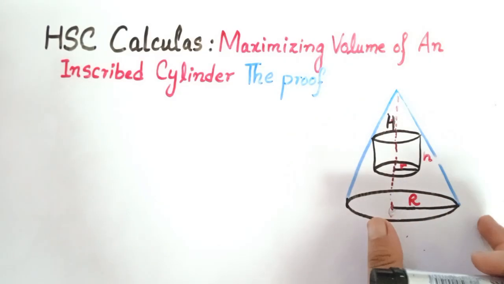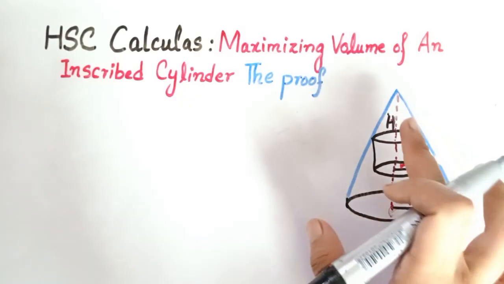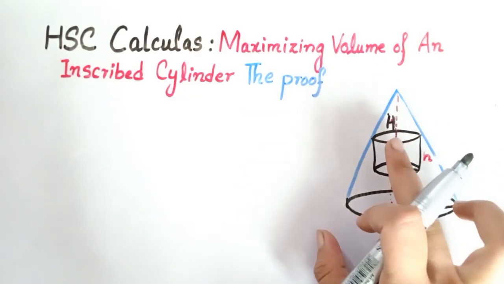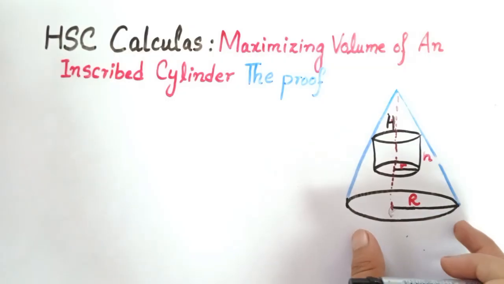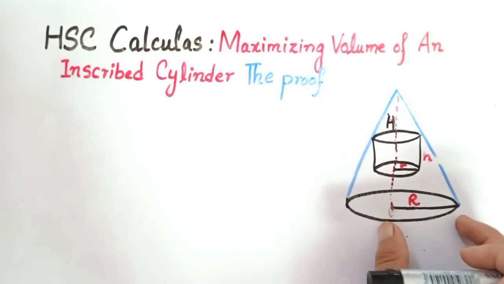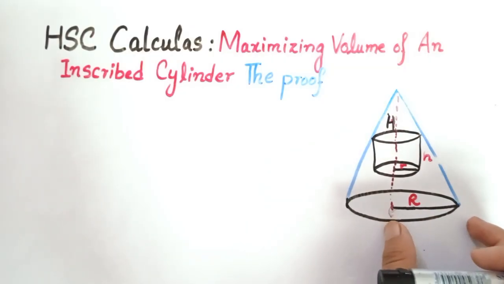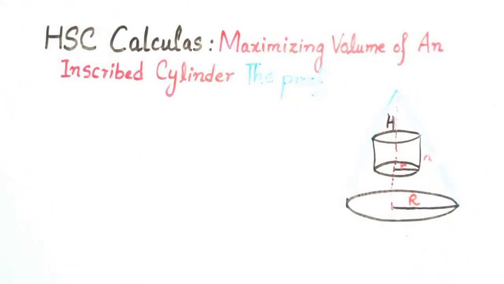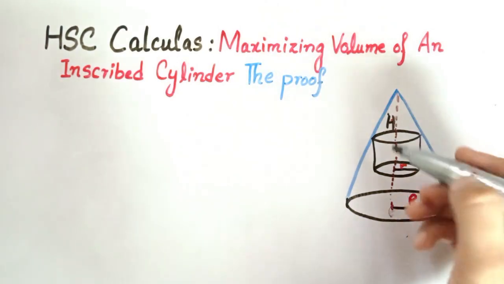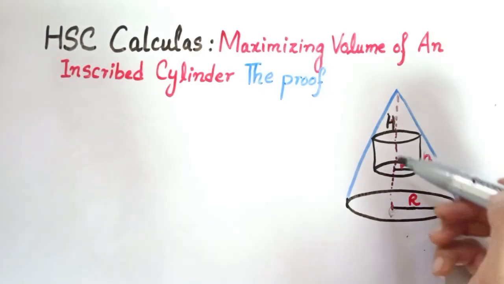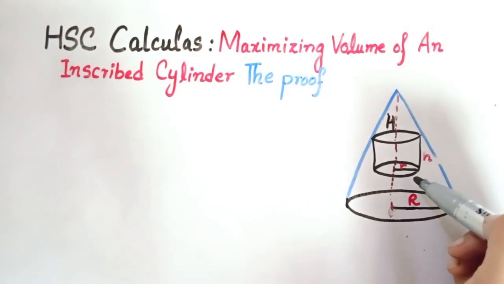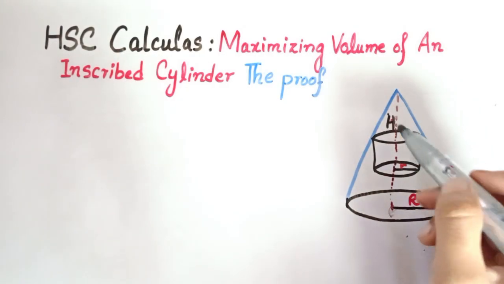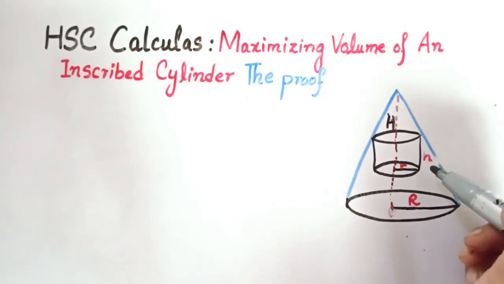We have a larger outer cone with a fixed height capital H and a fixed base radius capital R because they are fixed by the problem. Capital H and capital R are constants. Just treat them like regular numbers. Inside the cone, we are slipping a cylinder of variable radius small r and variable height small h.